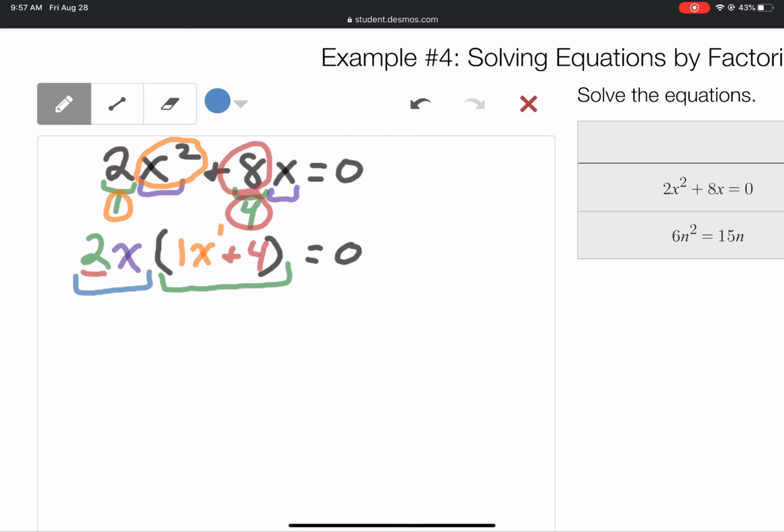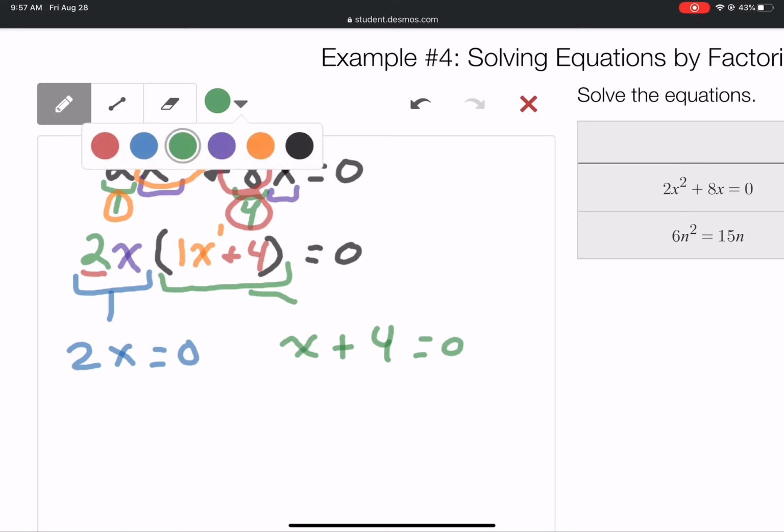So I'm going to set up this one first. 2x equals 0. Or I can also have x plus 4 equals 0. So I took away the 1s again because they're not going to help us solve it. So we're just going to remove those.